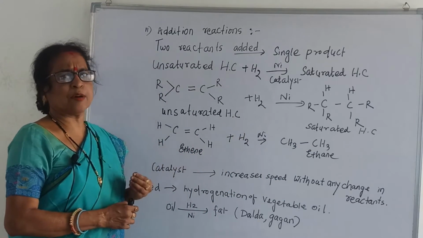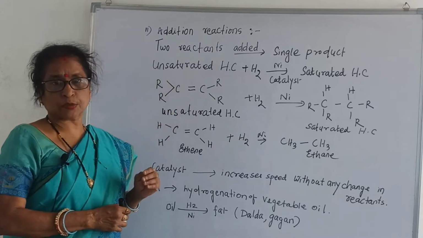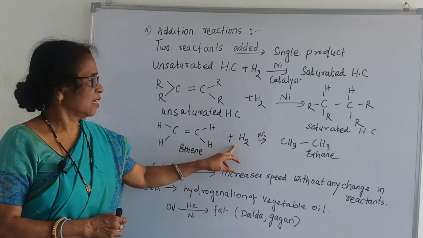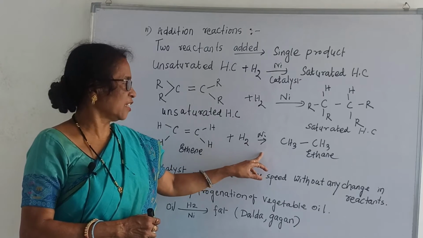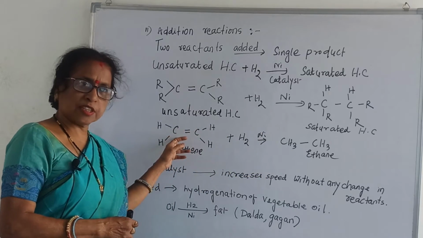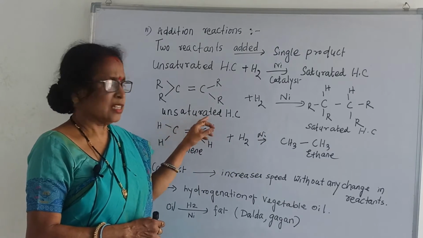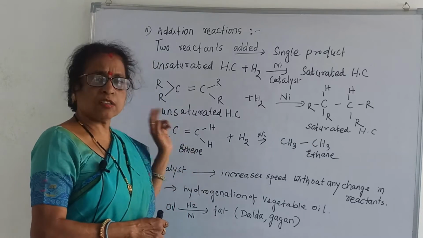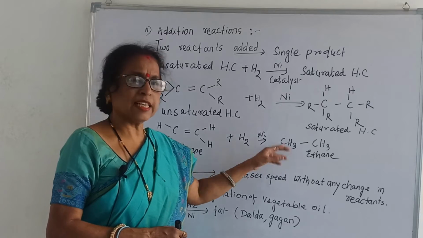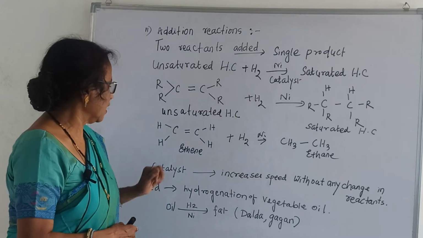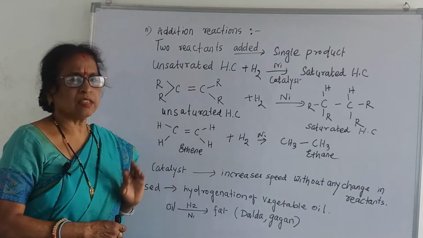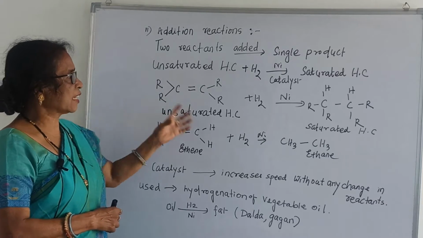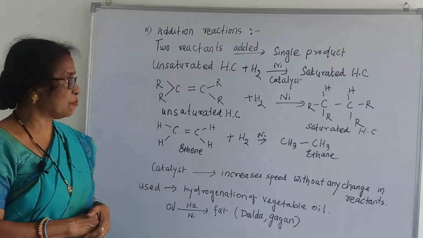Now take a simple example, since this looks complex. Simple ethene has a double bond; add hydrogen in the presence of nickel as catalyst, then what will it give? One hydrogen here, one hydrogen here, CH3CH3. What is that? Ethane. Ethene is an unsaturated hydrocarbon, ethane is a saturated hydrocarbon. This is an addition reaction, where the role of the catalyst is very important.